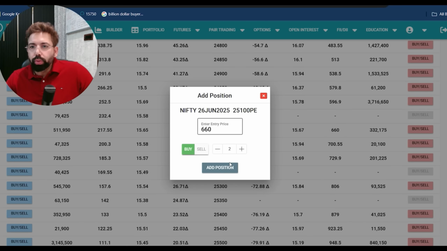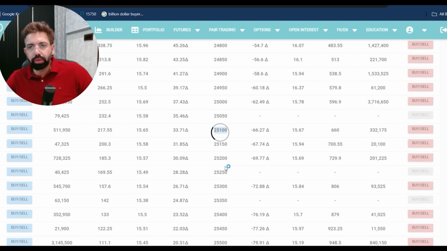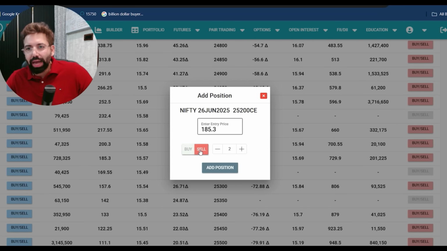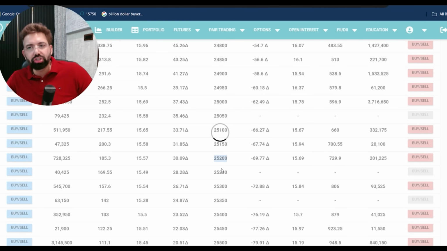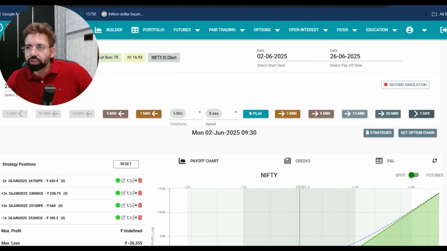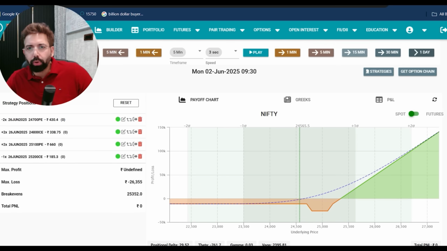and now we long 2 puts again. Simple. After this, we go one more strike above, and this time, this is the final and last leg. We sell 1. Very easy, and the payoff will look very familiar. As you can see here, this is how it looks.